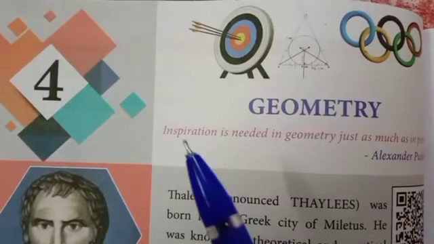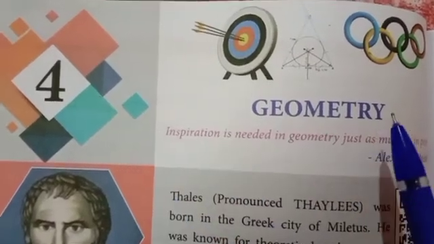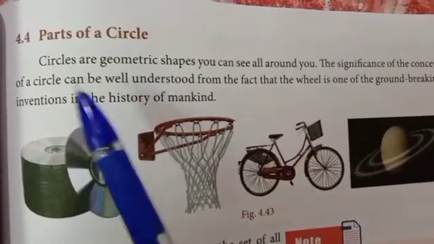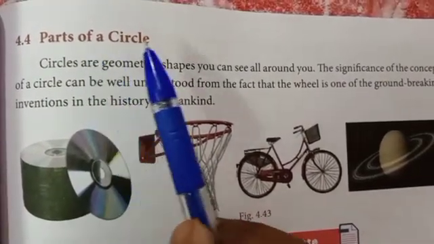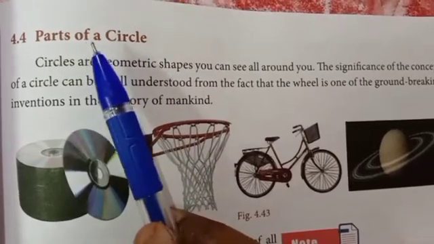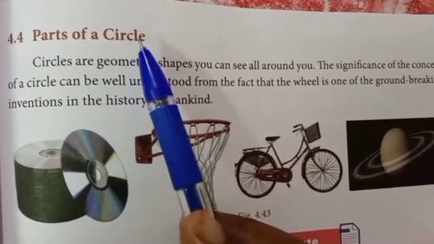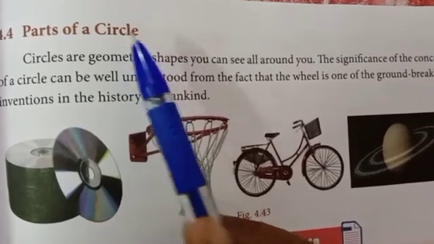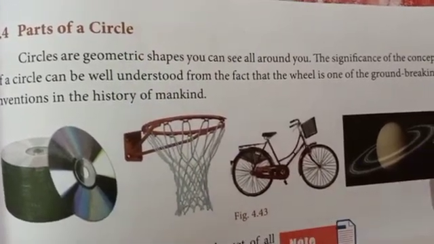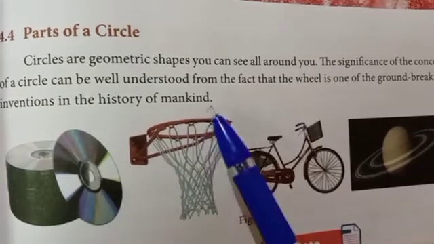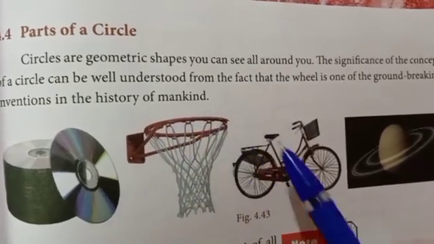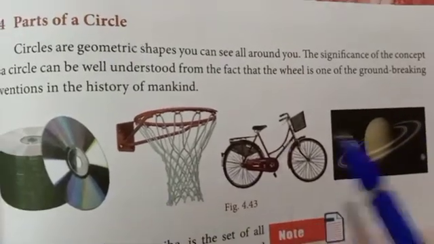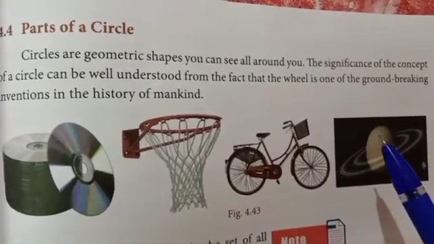Students, now you are going to learn chapter 4 geometry. In chapter 4 you are going to learn the topic parts of a circle. Already you have learned some of the properties related to circles. For example, some circular shapes are the top of this, the wheel of a bicycle. Yes, circle.